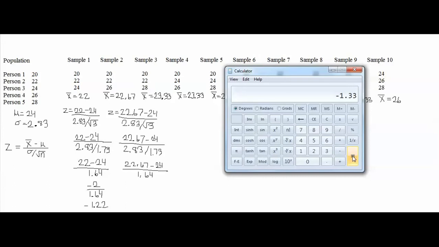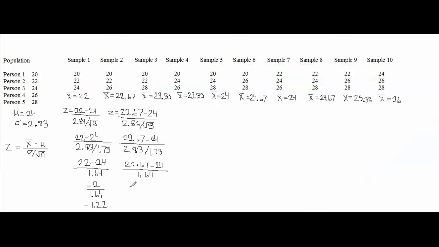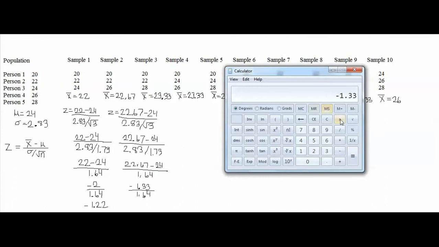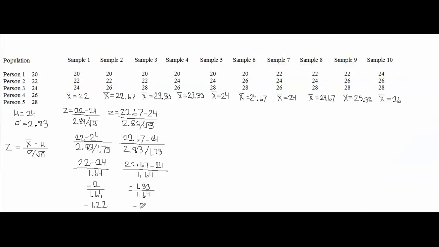So it's negative 1.33 on the top, over 1.64. Let's see what that equals. We'll divide negative 1.33 by 1.64, and we get negative 0.81. That's what it rounds to.